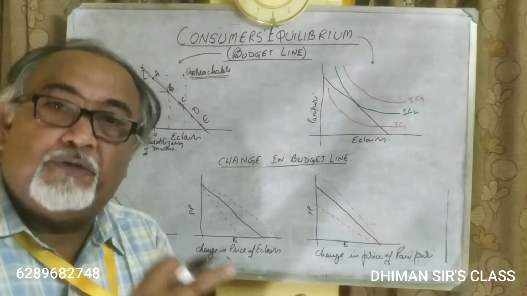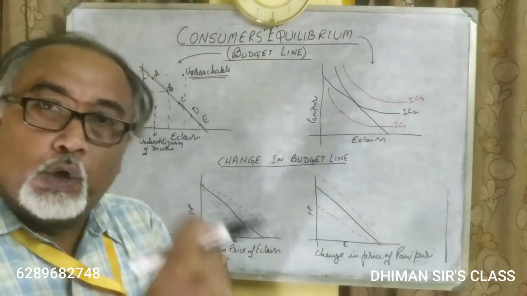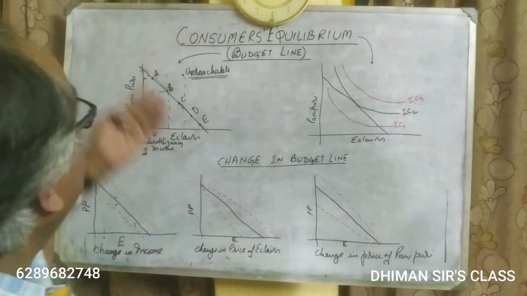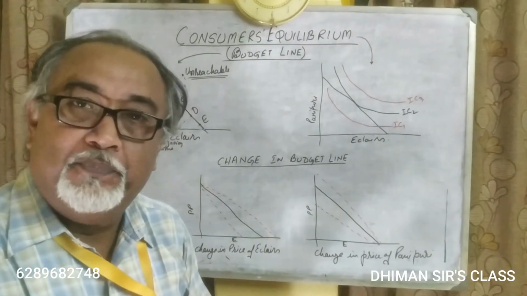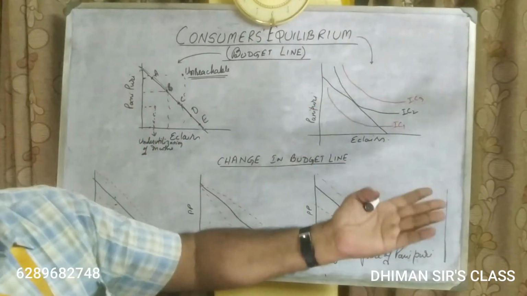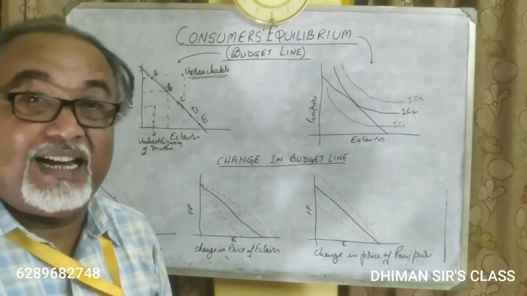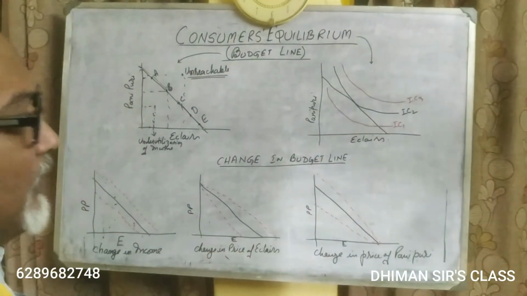Number one, if my income changes. Number two, if the price of any one of these items changes, means either Pani Puri or eclairs. If the price changes, then also the budget line changes. So let us take the first example.